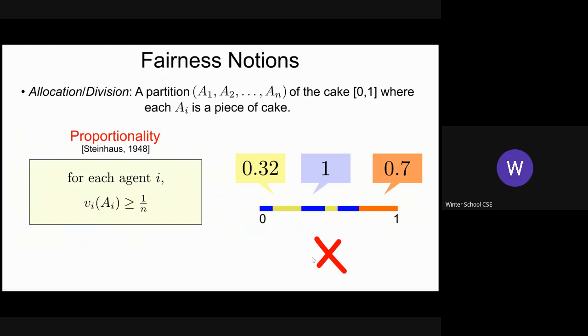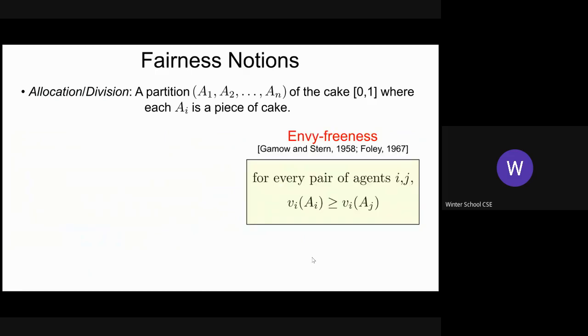Yes, excellent. And this is exactly why we need a definition like this. I'm going to talk about a different fairness notion, and hopefully that will address the point that you are trying to make. There's another way in which we can formalize fairness. It's called envy-freeness, and this is a condition that applies to pairs of agents.